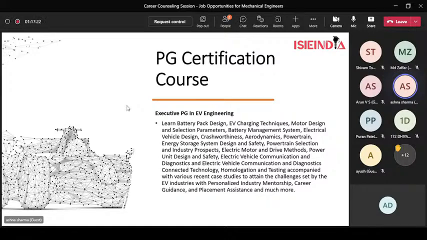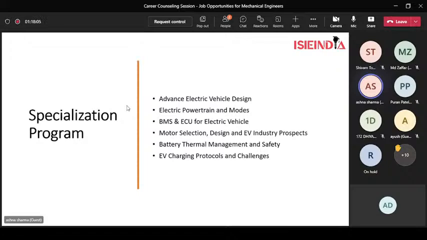PG certification courses offer in-depth learning of battery pack design, EV charging techniques, motor design and selection parameters, battery management systems, electric vehicle design, crashworthiness, aerodynamics, powertrain, energy storage system design and safety, powertrain selection and industry prospects, electric motor and drive methods, power unit design and safety, electric vehicle communication and diagnosis, connected technology, homologation and testing, accompanied with various recent case studies to meet the challenges set by the EV industries, with personalized industry mentorship, career guidance and placement assistance and much more. Both programs are there.